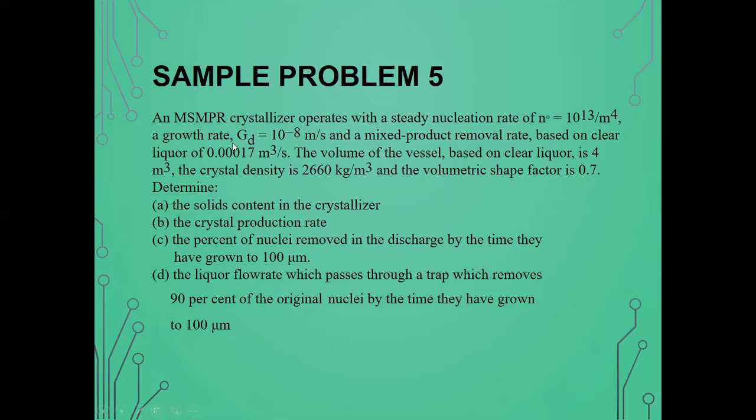So we are to determine all this: the solids content in the crystallizer, the crystal production rate, the percent nuclei removed in the discharge by the time they have grown to 100 micrometers. And last is the liquor flow rate, which passes through a trap which removes 90% of the original nuclei by the time they have grown to 100 micrometers.